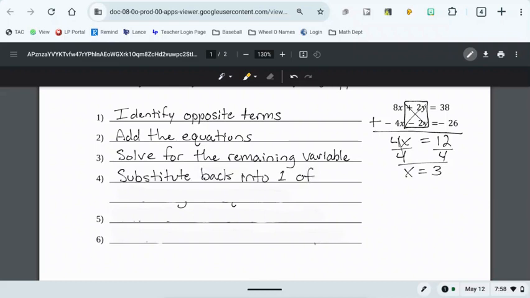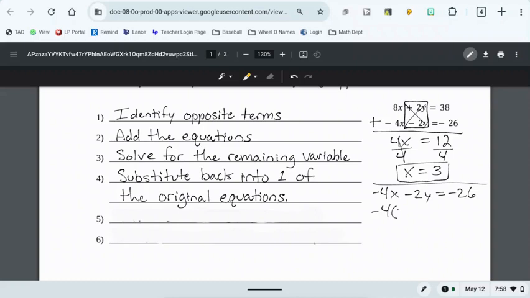Step 4. Just like we did with substitution, now that we have one of the variables, we've unlocked one of the keys to the code, we're going to substitute back into one of the original equations. It doesn't matter which one, just choose one and substitute that value back in. So I'm going to substitute into the bottom equation. We have -4x minus 2y equals -26. Let's substitute it back in. -4, we're substituting x with 3. We have not solved for y yet.